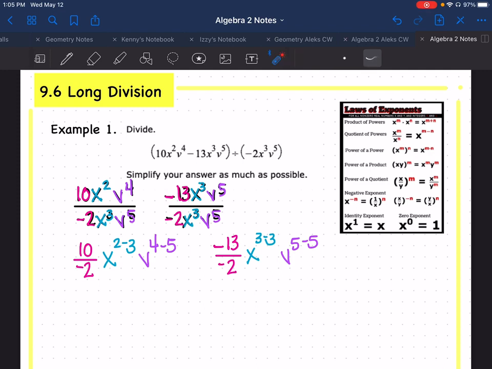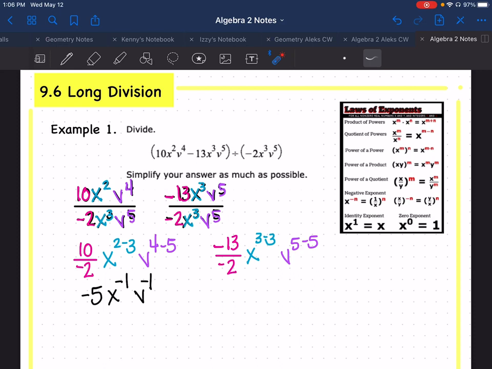So for the first one, 10 divided by negative 2 would give me negative 5. And x to the 2 minus 3 would give me negative 1. For v, 4 minus 5 would give me negative 1 as well. So for this first term, I've taken care of the quotients, and now I have these negative exponents. What's going to happen is that these two bases, x and v, are going to get sent to the denominator, and my numerator is going to be 1.